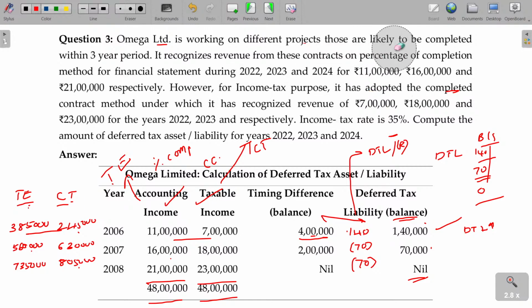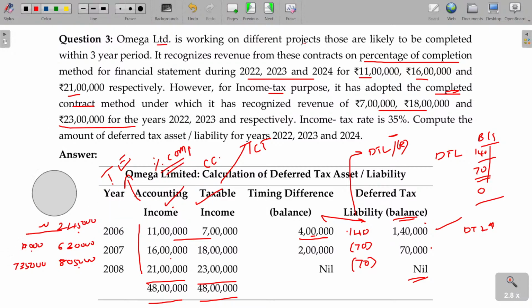So let's summarize this question. In financial accounts, for the 3 years, for the contractor, as they adopted the percentage completion method, the profit is 11 lakhs, 16 lakhs and 21 lakhs. This is as per the percentage completion method calculated for the financial accounts. And for taxation purposes, the completed contract method is followed. Because of that, the profit for the 3 years is this much.